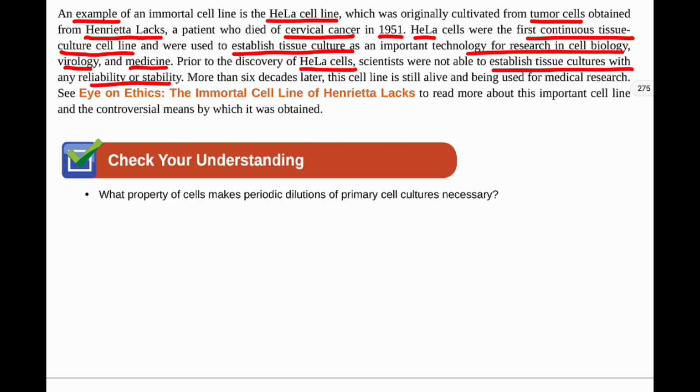So more than 6 decades later, this cell line is still alive and being used for medical research. All right.